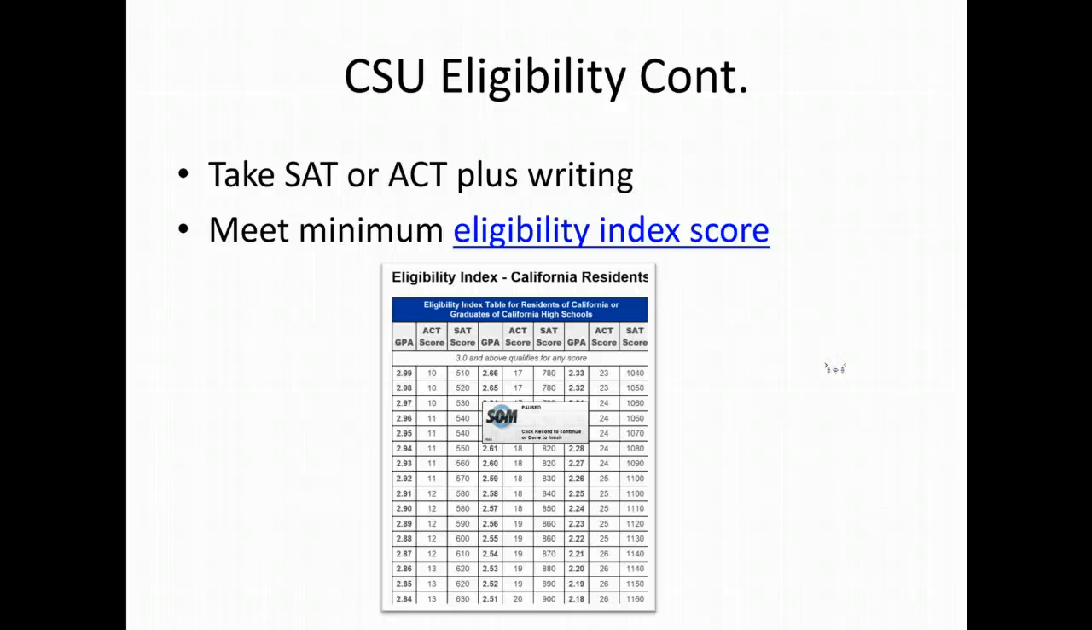In addition to meeting the A through G requirements, students must also take the SAT or ACT plus writing and meet the minimum eligibility index score for California residents. If a student has a 3.0 or above based on their A through G GPA, which is 10th and 11th grade A through G courses only, regardless of what their SAT or ACT score is, they meet the minimum eligibility index score. If a student has below a 3.0 GPA, they must meet particular SAT or ACT scores to meet the minimum eligibility.